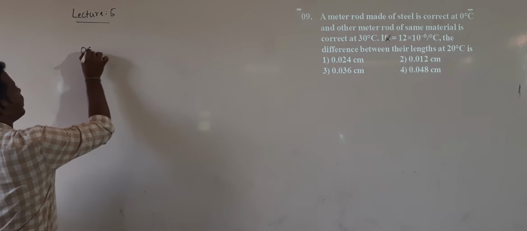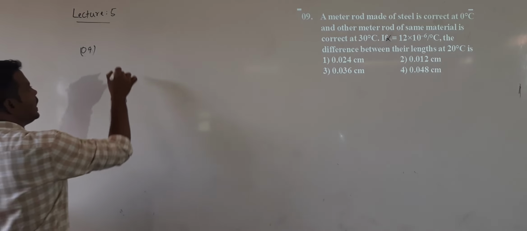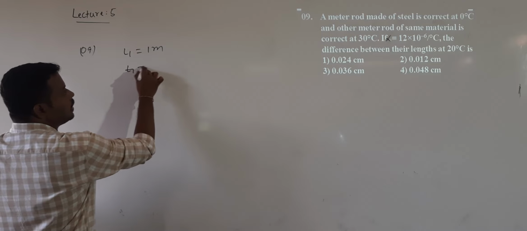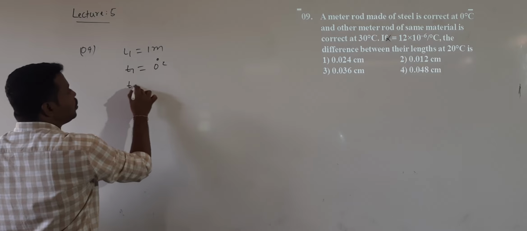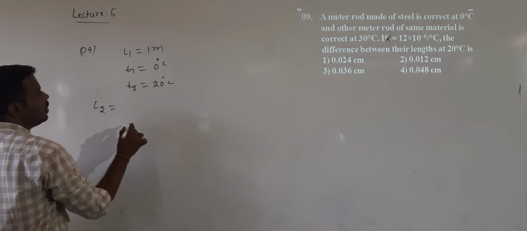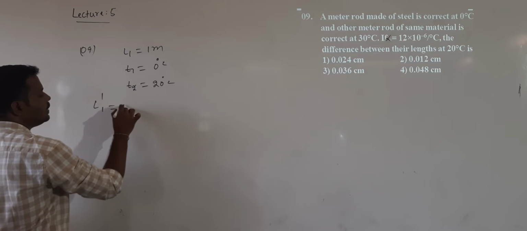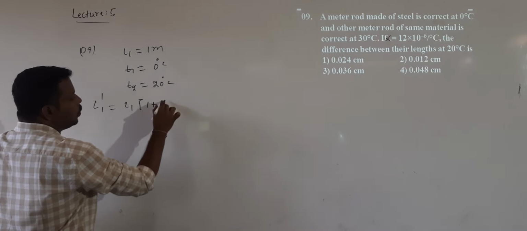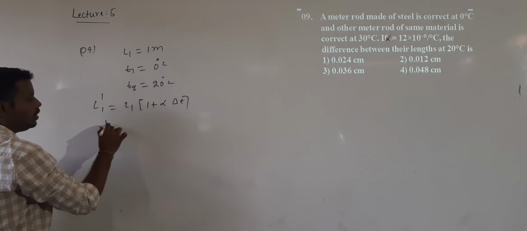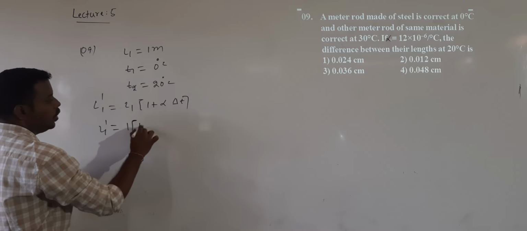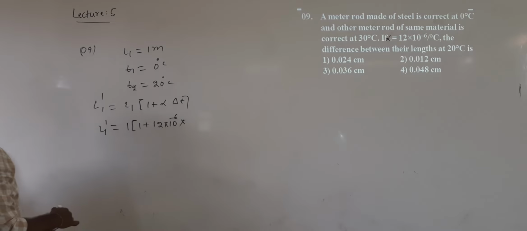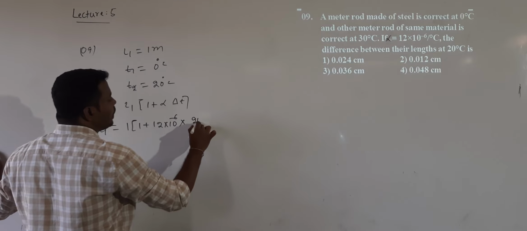Question number 9. For the first rod, let me consider the initial length L1. L1 value is 1 meter. So T1 is at what temperature? 0 degrees. And T2 value? 20 degrees Celsius. So what is the final length formula? Can I write the final length as L1 dash? L1 dash is equal to L1 into 1 plus alpha into delta T. Then L1 dash is equal to L1 value 1 into 1 plus alpha value 12 into 10 power minus 6 into delta T, given by T2 minus T1, that is 20 minus 0.